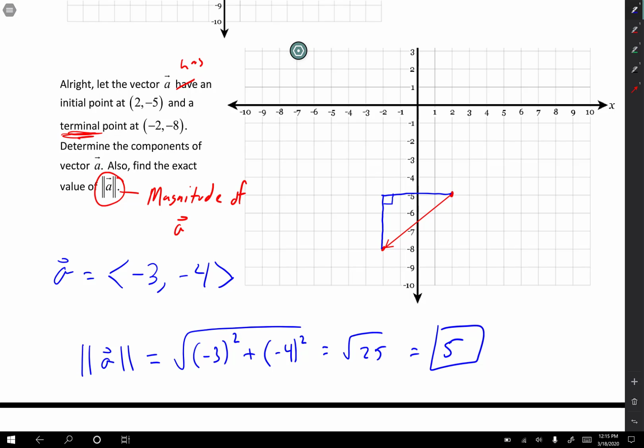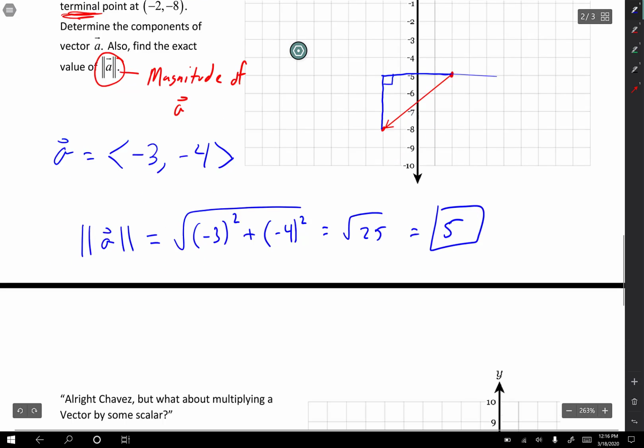If they ask for direction, then I would do arctan of 4/3, and I would get a positive angle, and then whatever that is plus 180 to get it looking like right there, because it's always with respect to the horizontal. I'm going to ask that in a little bit, so it's okay. And there it is, guys. Cool or not cool? Cool.